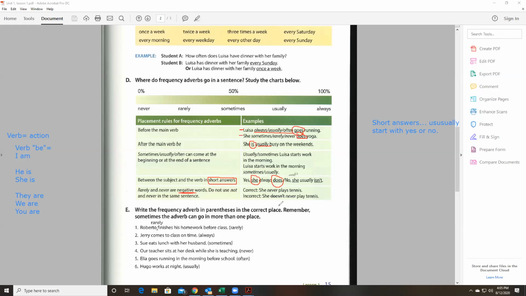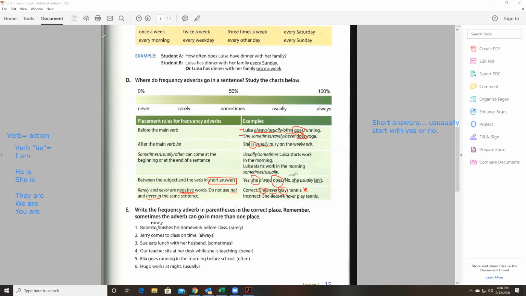Okay, so for example, she never plays tennis. Again, this is a short answer, right? It doesn't start with yes or no, but it's a short answer. Es una respuesta corta. So we know that it'll be between the subject and the verb. She never plays tennis. One of the rules there is that you cannot use the word not and the word never in the same sentence. Especialmente because it means the same thing. So you are not going to use she doesn't never play tennis.